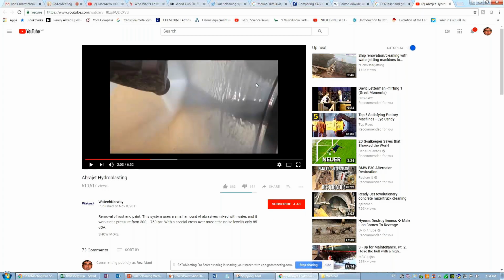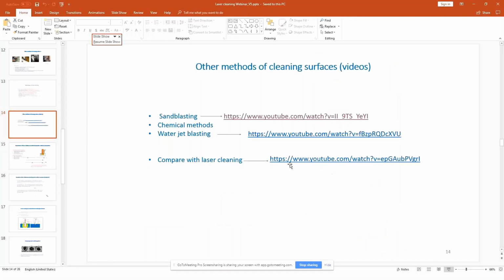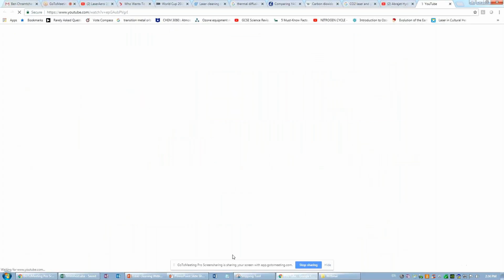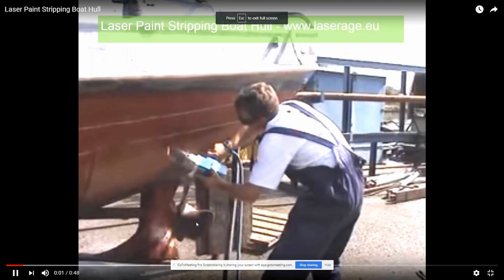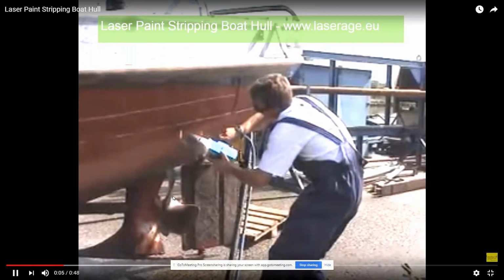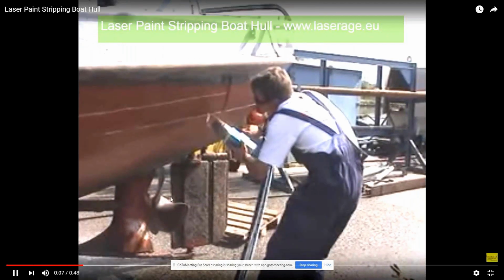Okay, and then finally, let's look at the laser version. So here, using a laser cleaning apparatus, the operator is removing the paint.